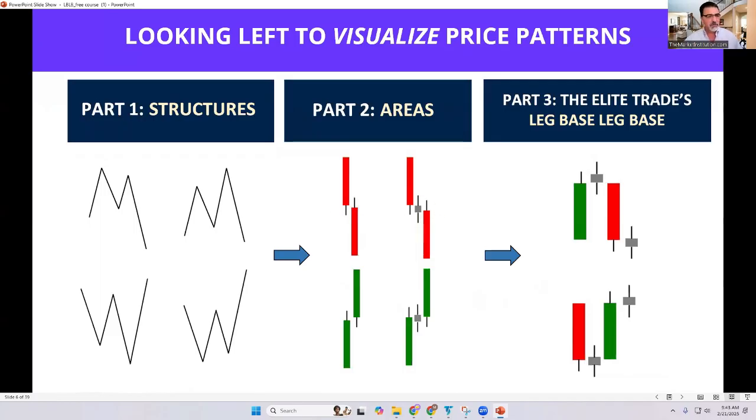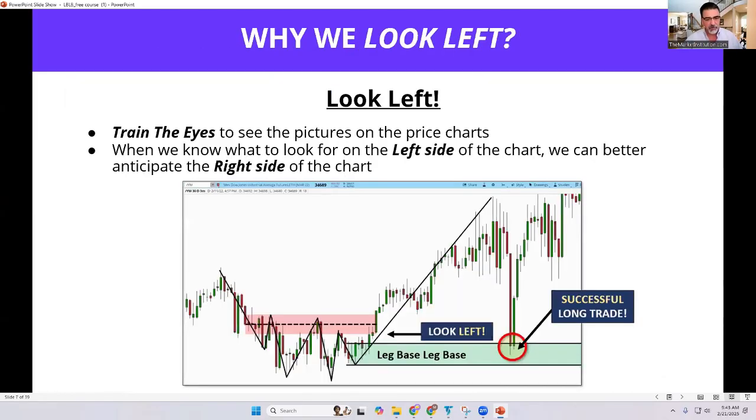When you drop down to smaller time frames, you start to see that there's a leg base group of candles. The leg base group of candles is a very specific group of candles. Colors matter, the picture matters, and we're going to go into all that detail. So why do we look left? We train the eyes to see the picture on the price chart. When we know what we're looking for on the left side of the chart, we can better anticipate the right side.